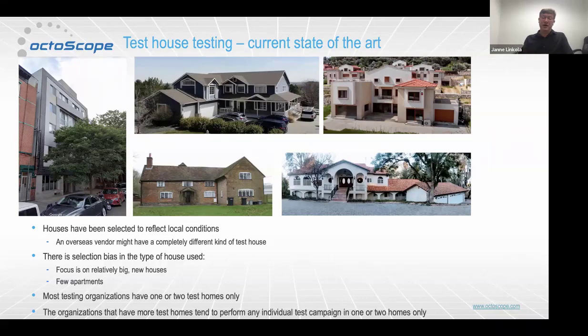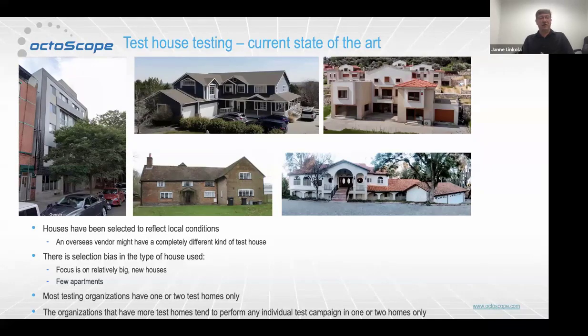The other problem is that most testing organizations really only have one or two test houses. They don't necessarily have the business to sustain more. Now, some testing organizations have many houses. We know of companies that run even a dozen. But the challenge with this is that, due to logistical issues, any single test campaign is usually only executed in one test home, or perhaps the work is split between two.